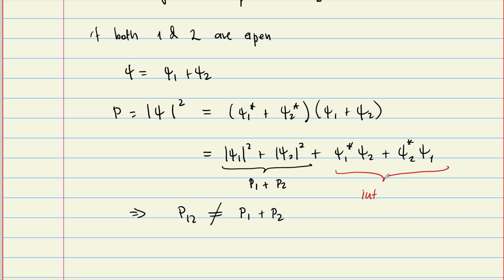Without this term, we wouldn't have any interference on the screen, right? For us to be able to have interference on the screen, we have to have this term. Then I am going to call this term the interference term, because this is the responsible term.